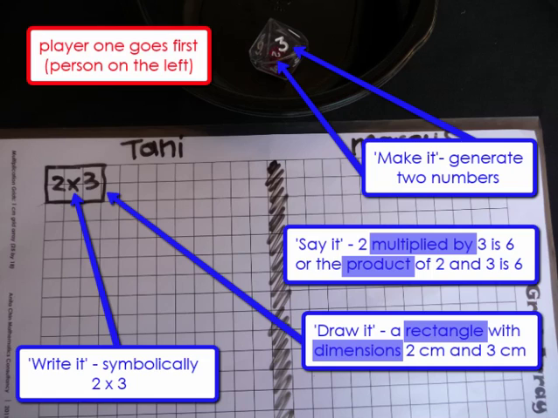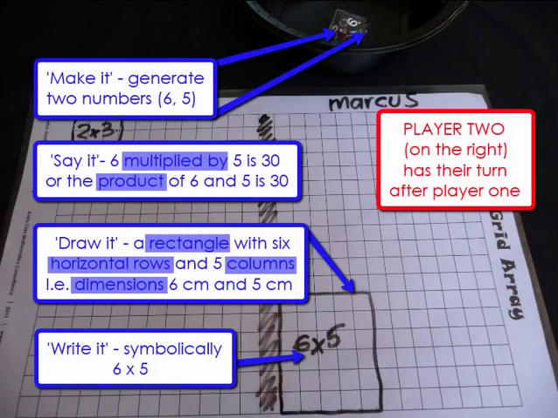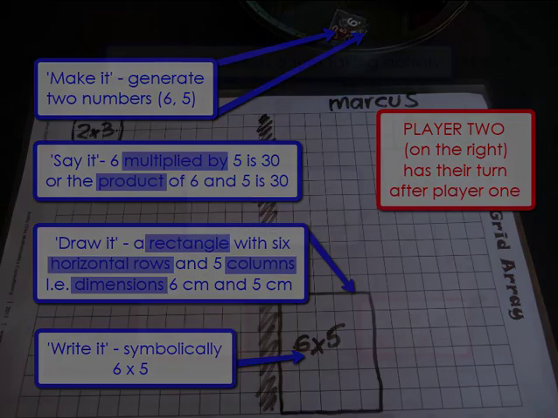Next, they represent the multiplication fact by drawing a rectangular array that corresponds to the fact they have verbally identified. That is, the numbers rolled are the dimensions of the rectangle. Finally, they write the number fact inside the rectangle. While player 1 is making their written recordings, player 2 has their turn, moving through the same sequence, using the same mathematical language, but using their own randomly generated numbers.